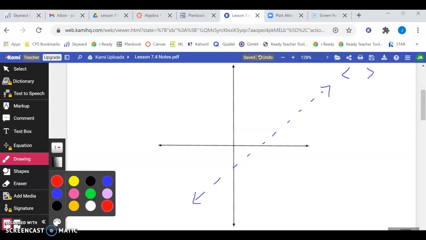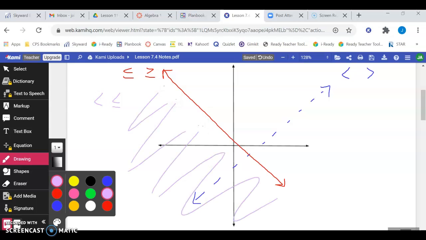If we have underlines, so if they're less than or equal to or greater than or equal to, then they have that underline. Then they get a solid line because they're including points that are on that line. And then the shading. So if we are less than or less than or equal to, less than means smaller. So we're going to shade under our line. So if we were looking at this red line, I'm going to shade under it. So I'm going to shade there.